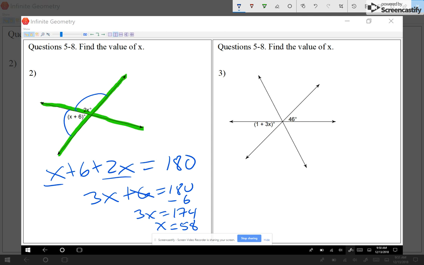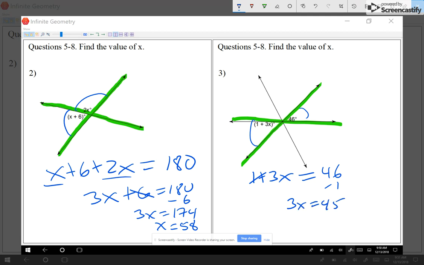If I look at my example number 3, my angles in this case make an X. I know there's a third line in there. They make an X, but in this case, my angles are not next to each other. They're opposite from each other. So in this case, they equal each other. So 1 plus 3x equals 46. Let me subtract 1. 3x equals 45. So x must be 15.